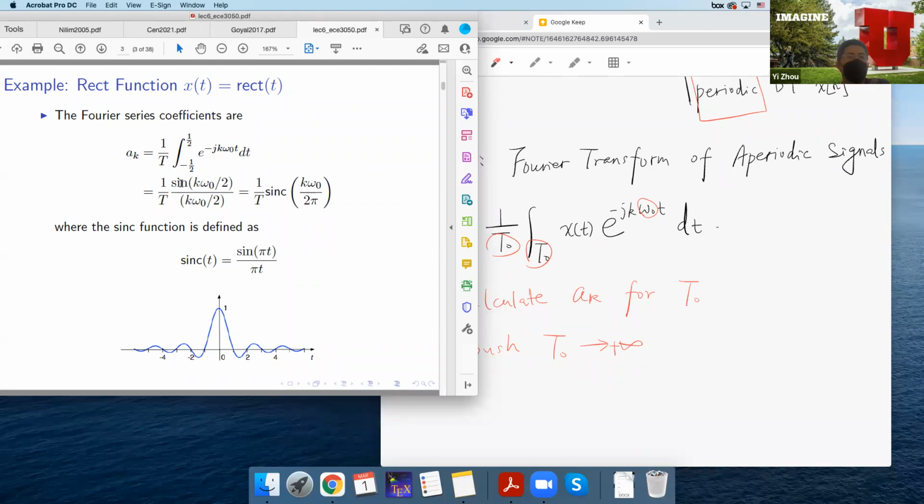After simplification, you end up with this result. And in particular, we'll define a very special function called the sinc function, which is sine pi t over pi t. And we will see these functions later on many times because it is highly related to the spectrum of the rectangle signal. So this is just a definition. By introducing this sinc function, now this result is essentially the sinc function evaluated at k omega naught over 2 pi.